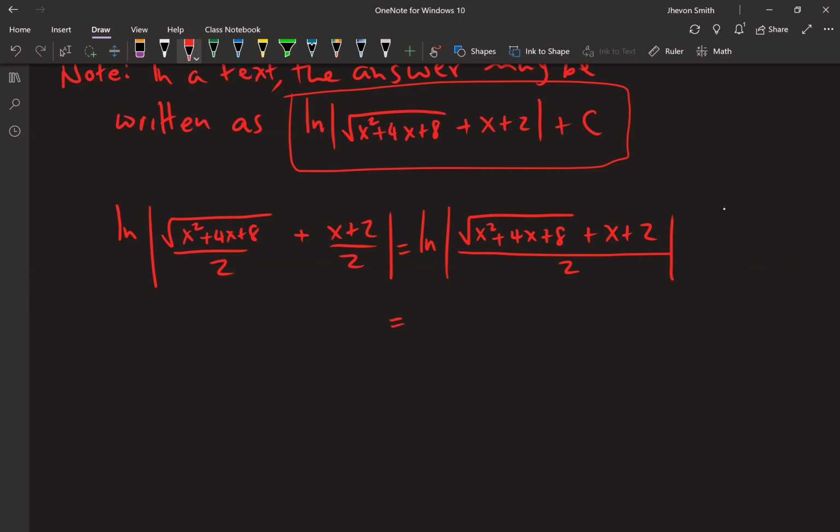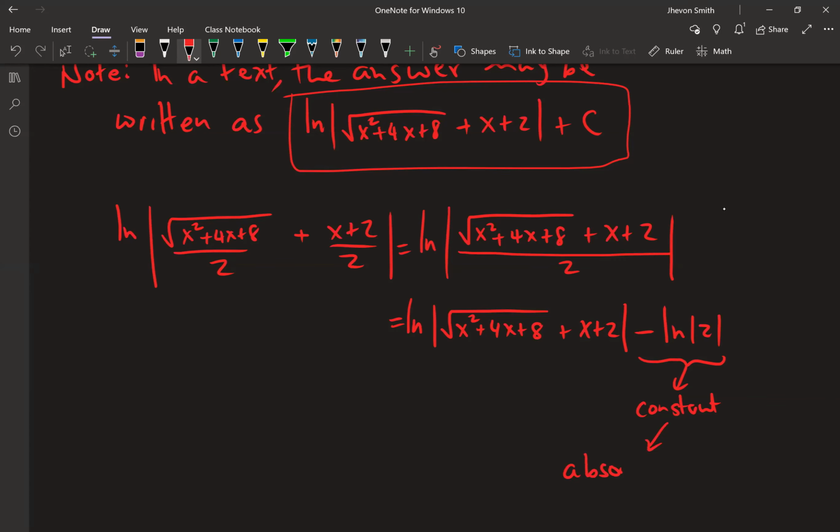Law of logs. So what does the law say? This is going to be ln of... well, remember, log of a division is log of the numerator minus log of the denominator. So this is going to give you this, minus ln of that. And then this part here, this is just a constant, so they would just absorb this into the plus c.